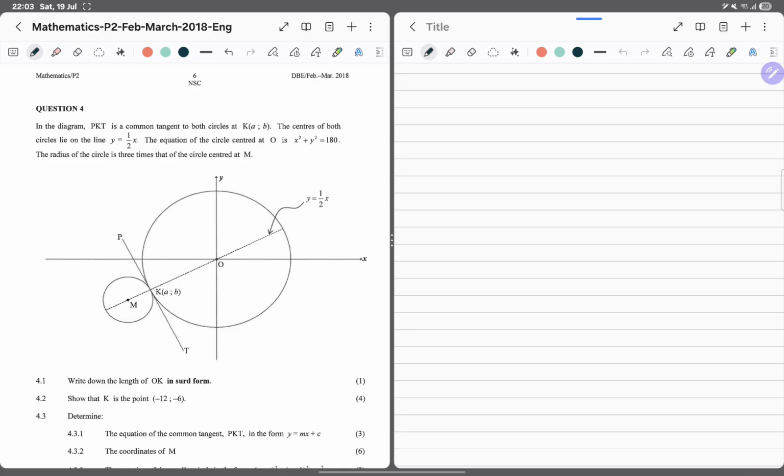So we're going to be handling this question 4. We are told here that in the diagram PKT is a common tangent to both circles at point K. First of all, that point K is given in a way that is suggestive. We need to think about finding those coordinates. But we also know that a tangent is perpendicular to a line drawn from the center, which is the radius, or the diameter for that matter. So that's the situation at point K.